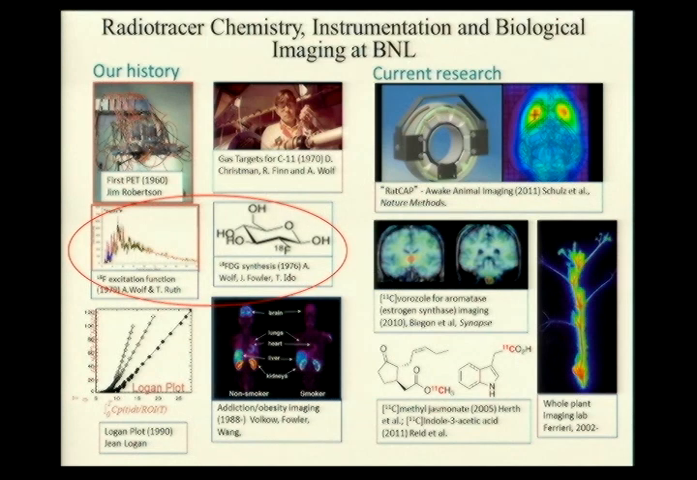We recently developed a synthesis with Alicia Reed, who's at Medgar Evers College, and made C11-auxin, which is the plant hormone that makes the plant bend toward light. And this is an example of whole plant imaging. So that's become a really nice part of our whole effort here at Brookhaven.